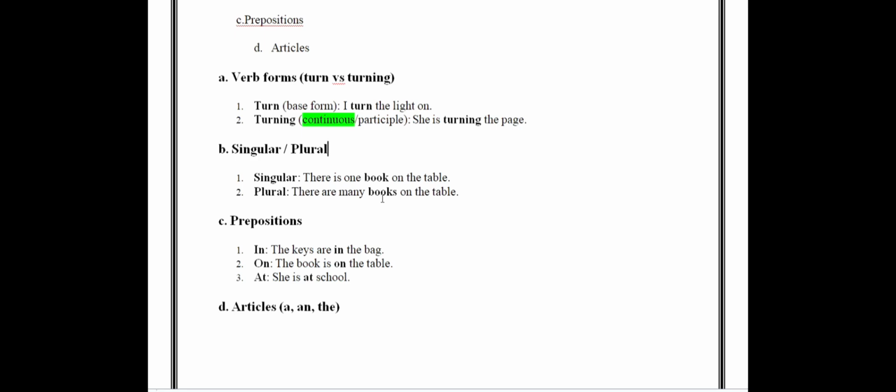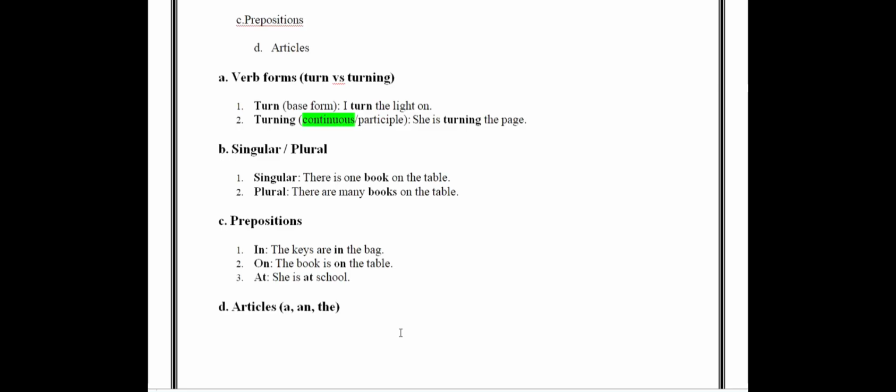What about prepositions? Words like in, on, at. There are a few more, but as of now, let's quickly focus on this. The keys are in the bag. The book is on the table. She is at school. Fine.